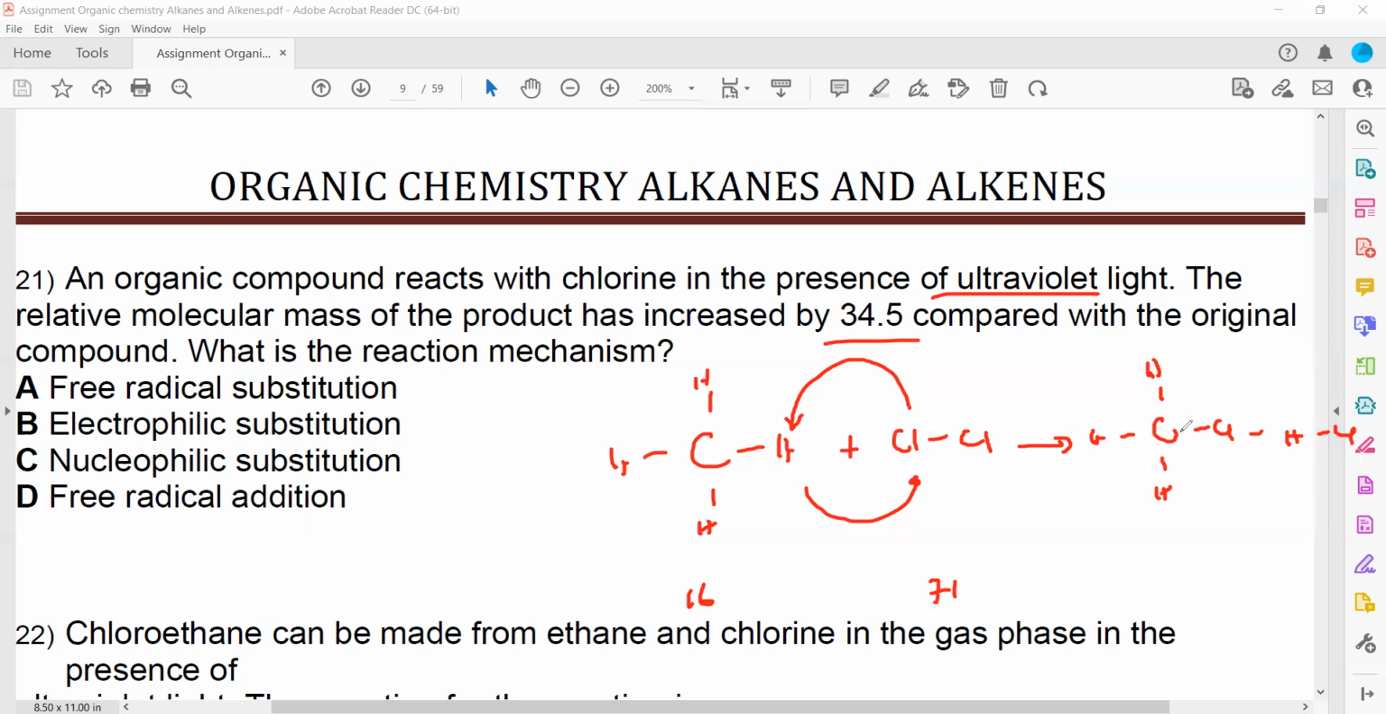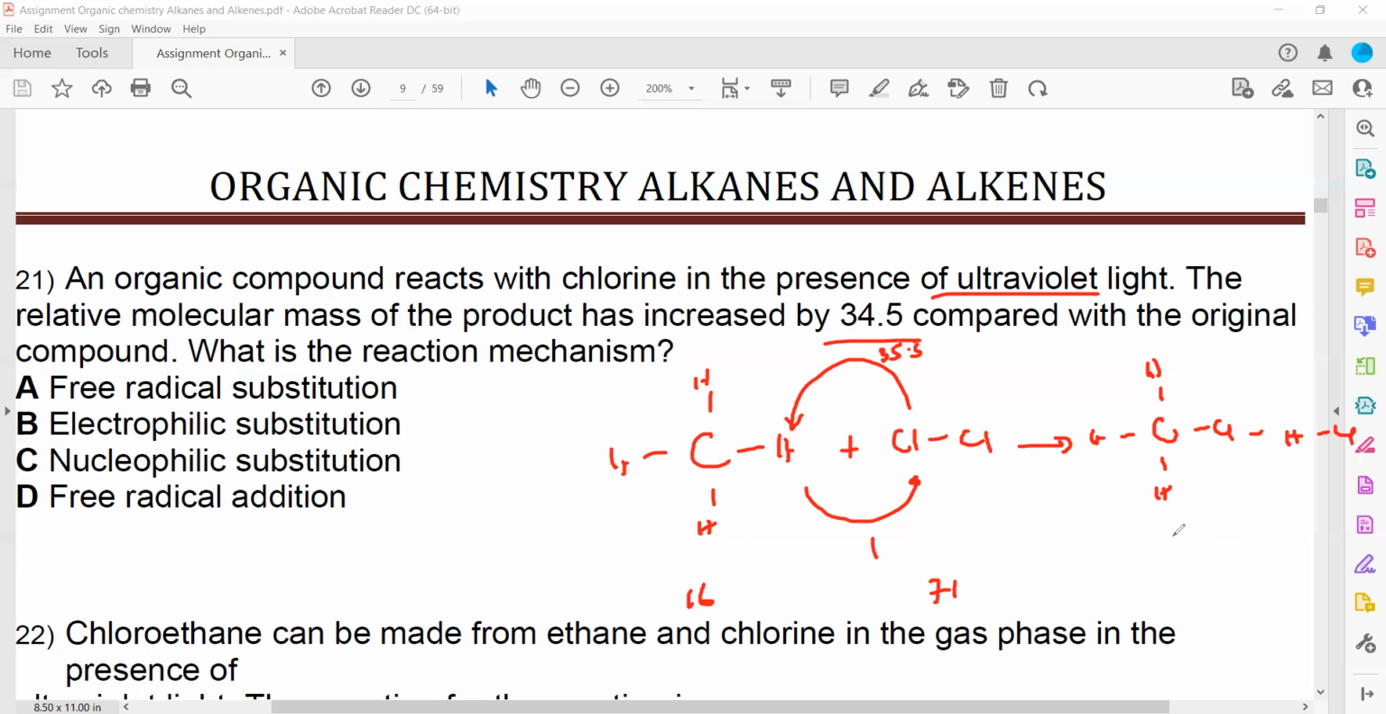Plus HCl. So what is the relative molecular mass of the organic product compared with the original? It increases, because each chlorine is 35.5. So chlorine of 35.5 enters and one hydrogen leaves. So what will be the total change in the mass? The total change in the mass will be 34.5.